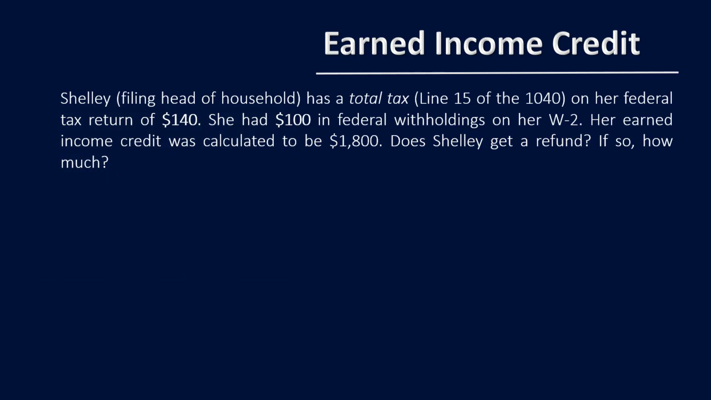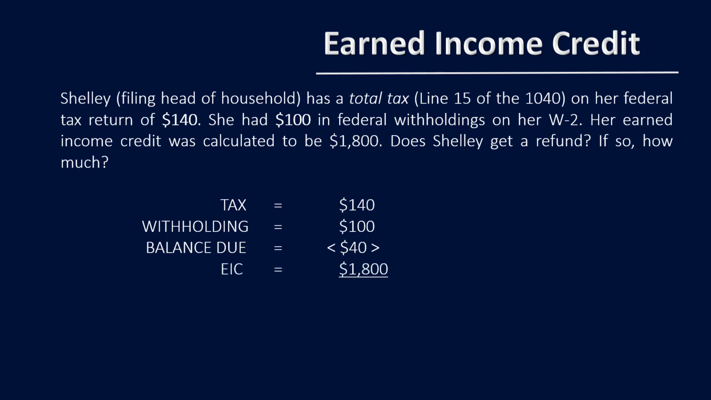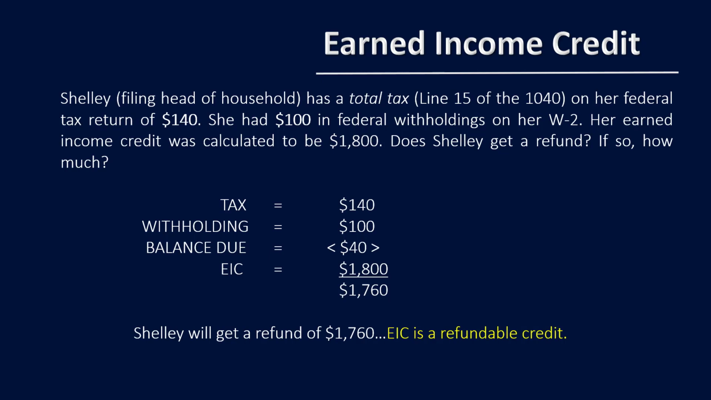Another example, Shelley, filing head of household, has a total tax on line 15 of the 1040 on her federal tax return of $140. She had $100 in federal withholdings on her W-2. Her earned income credit was calculated to be $1,800. Does Shelley get a refund, and if so, how much? Well, let's take a look. Her tax was $140, withholding from her W-2 $100. So she had a balance due of $40, but she received EIC of $1,800, so she gets a refund of $1,760. Again, EIC is a refundable credit.